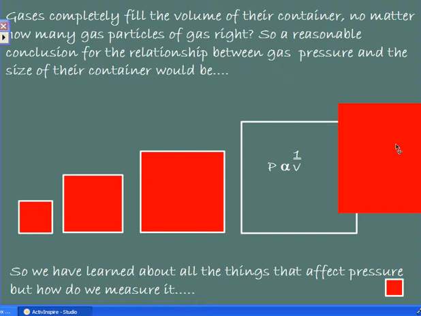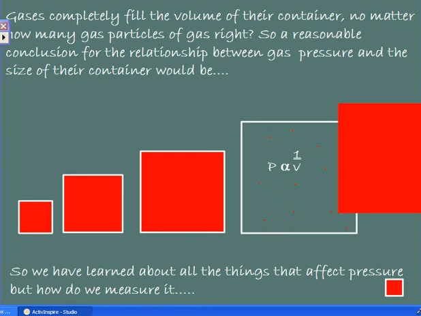So let's look at this a different way. So let's look at my big container right here. And let's just say that I, for sake of argument, have 10 particles of gas in there. 5, 6, 7, 8, 9, and 10. So they have a huge amount of surface volume, these 10 little particles, to bounce off of. So the chances of them actually hitting the sides of the container are a little bit less.